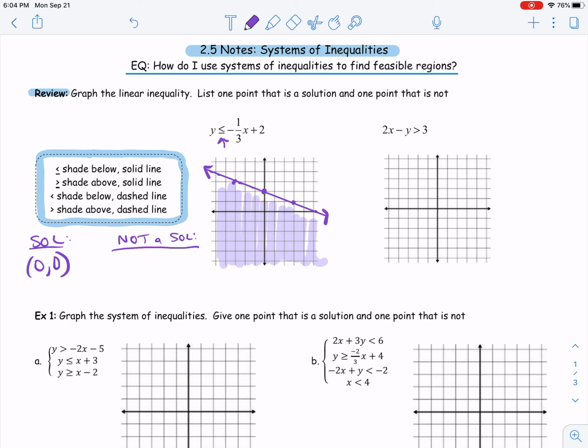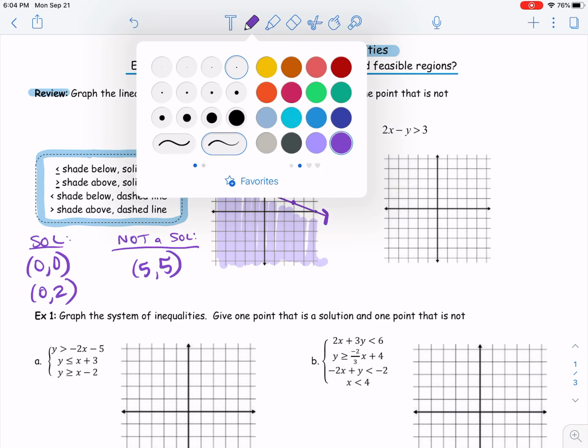Something that is not a solution is obviously not going to be on the line because this is a solid line, and not in the shaded region. So anything in the white area, and I'm going to go with the point 5, 5. So obviously there are going to be multiple correct answers for things that are solutions and multiple correct answers for things that are not solutions. Remember, in the solution, we could also include anything on that line. So if I wanted to put 0, 2, I could use that point because it is less than or equal to. All right, moving on to the second problem.